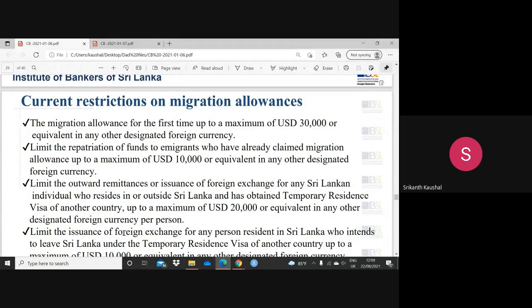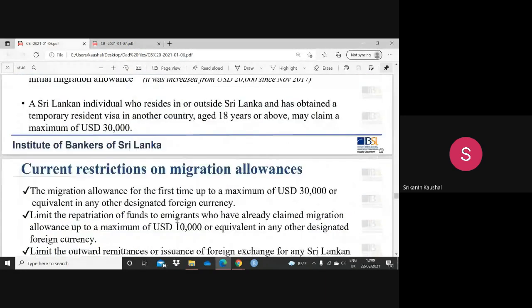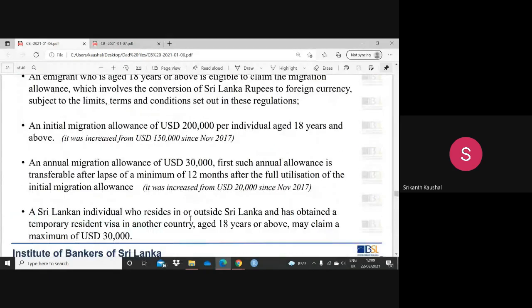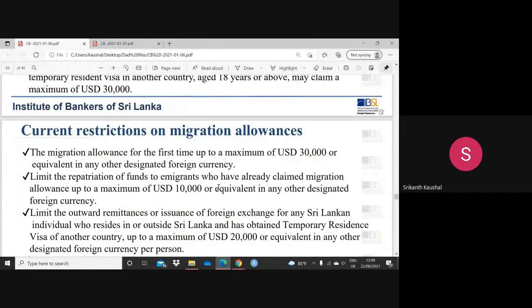Once the situation is back to normal, you might be in a position to take the initial migration allowance of 200,000, provided the central bank grants this, removing this restriction and bringing back this amount. Until such time, if you are going now, only 30,000 the first time. So remember, though you should not advise anybody, if somebody asks me how much I can take now, when I'm going the first time, no, you can take only 30,000. Though he or she is eligible for 200,000, it is currently restricted to 30,000.